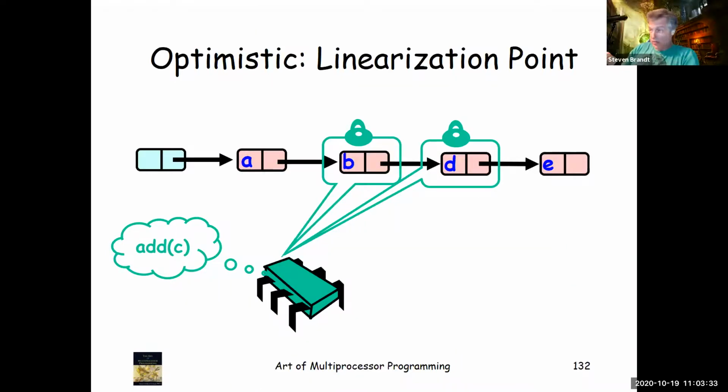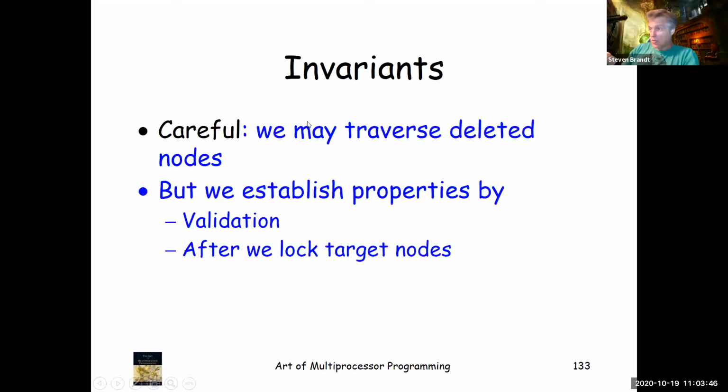So we want to have a linearization point for everything that we do, some point at which C is present, and then we can safely add it. So we have to be careful to preserve our invariants, and be aware that we may traverse deleted nodes, but we establish properties by validation, two steps of validation, and we do that after we lock our target.